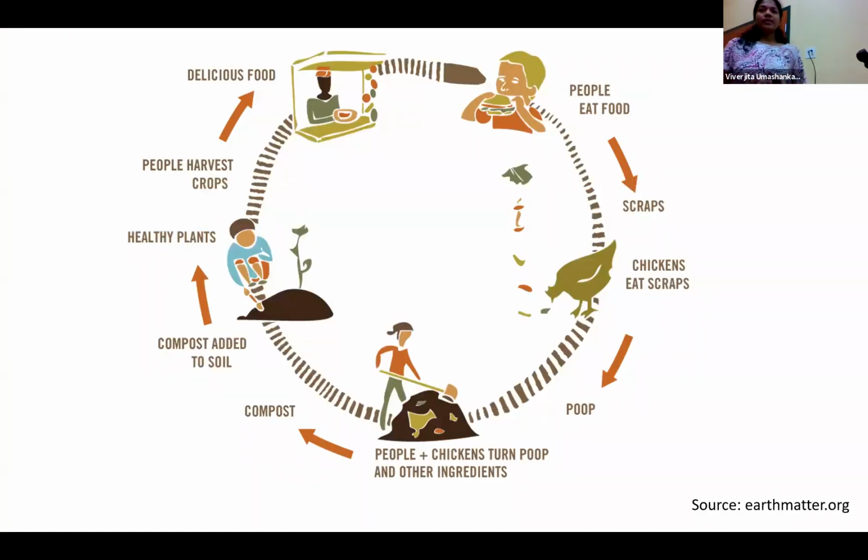For the simplest example, take the example of composting. So when we eat food, the scraps in the preparation of the food can actually go into feeding chickens, and the excreta from chicken and other organic material can be turned into compost that goes back into the soil to grow healthy plants, which again comes back as food. So this is an example of a resource cycle with human activities in it. So that is complete. So we know things like that are possible. We just have to make it happen.